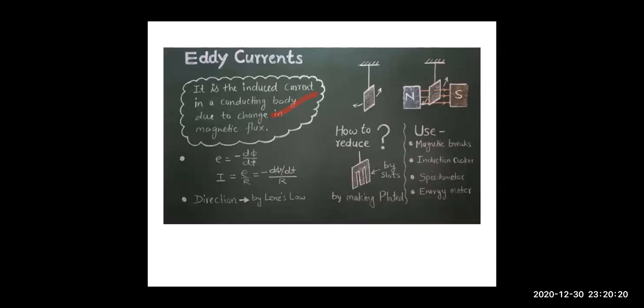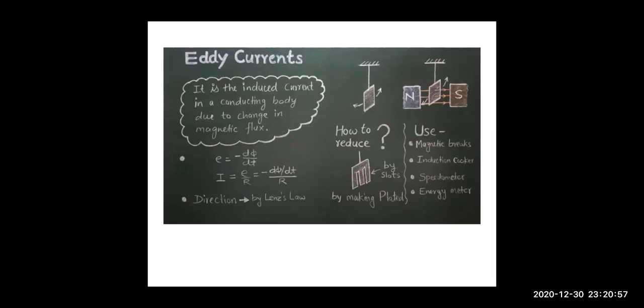Now let's talk about the magnitude of the eddy current. According to Faraday's second law, we know that the induced EMF is equal to the rate of change of magnetic flux. So we can write E equals minus d phi by dt. Here d phi by dt is the rate of change of magnetic flux. Right, and children, the negative sign is in accordance with Lenz's law. That is, it gives us the direction of the induced EMF.